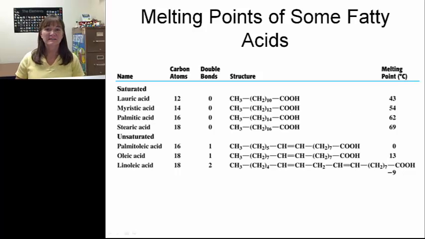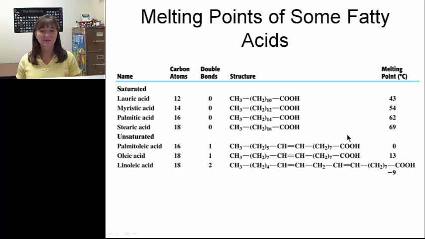So here are the melting points of some fatty acids. If we look at our first four here, they are saturated because I don't see any carbon-carbon double bonds in them. So these ones are saturated, and the ones down here are unsaturated fatty acids. If we just look at those two groups, sure enough, the unsaturated ones have a lower melting point than my top four saturated fatty acids.